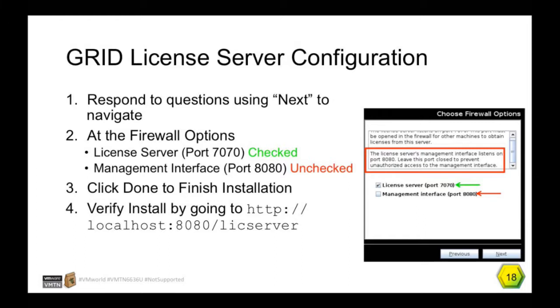The important point to note about step number 2 in here, which is the firewall options during the license server install, is that port 7070 is checked and port 8080 is unchecked. Because if you have port 8080 checked, that makes your license server wide open for people to connect to it from the outside and look at and manipulate your licensing. So you want to keep that unchecked, so you actually have to connect to the box and have that security at that level.